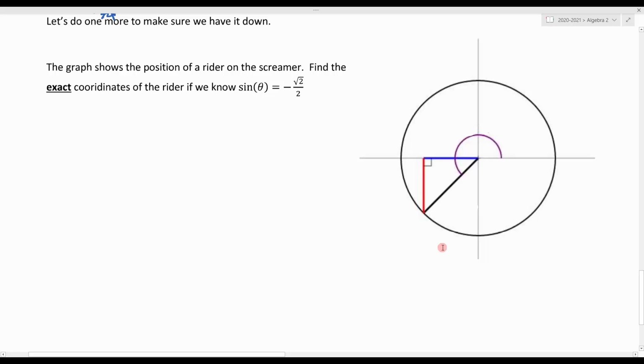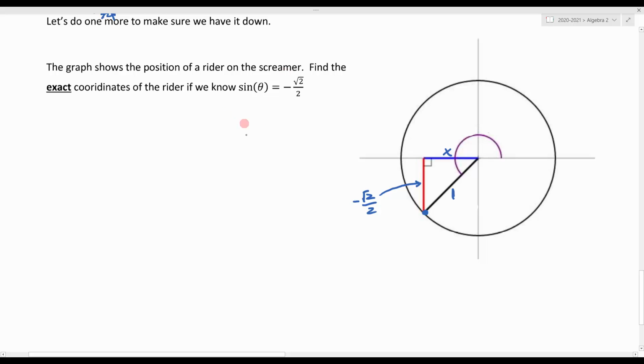All right, let's do one more just to make sure we got it down. So in this scenario, they tell us that the sine is negative root 2 over 2. So this is where our writer is located. And since they told us the sine, they told us this side of the triangle. They told us about the vertical distance or the height, right? And this is negative root 2 over 2. Now we know the hypotenuse is always 1. And what we don't know is the x value here, this horizontal distance of the triangle.